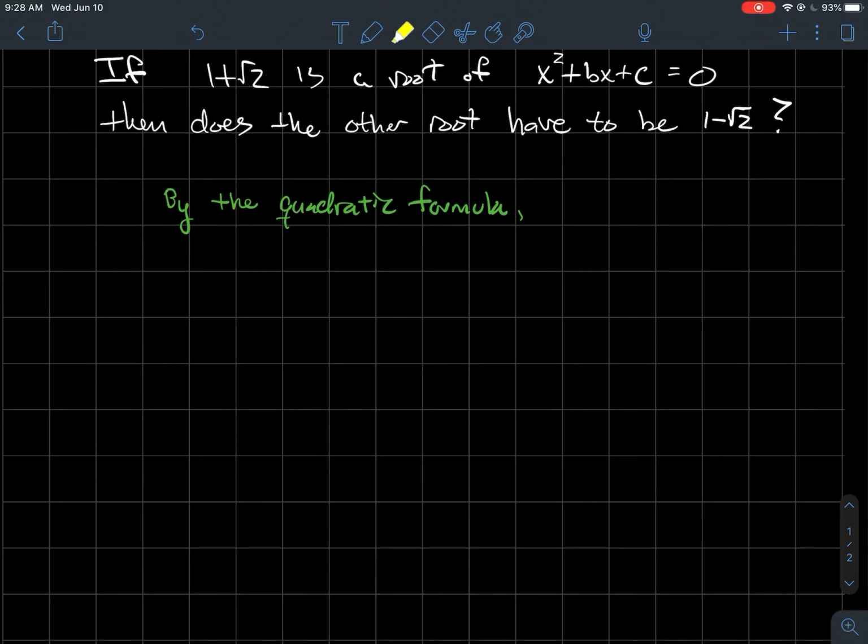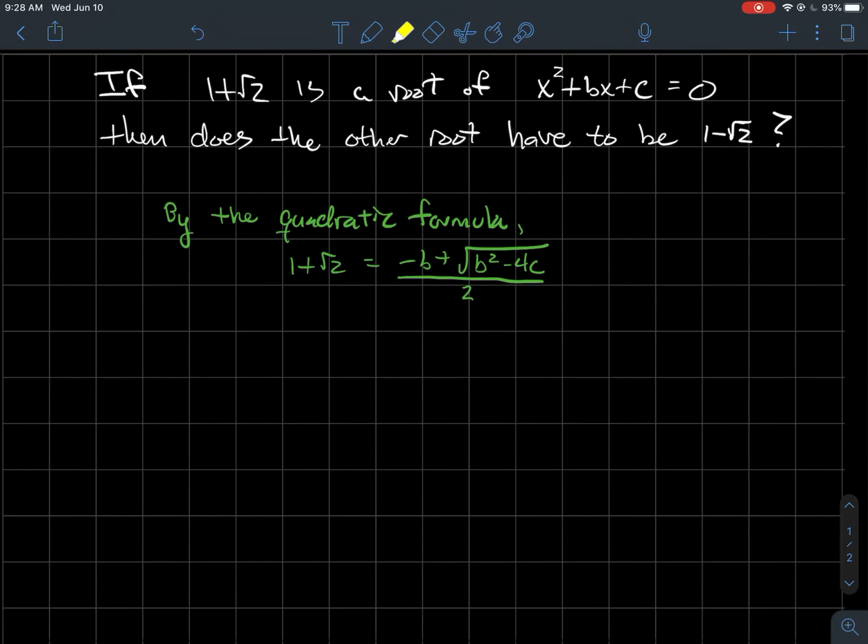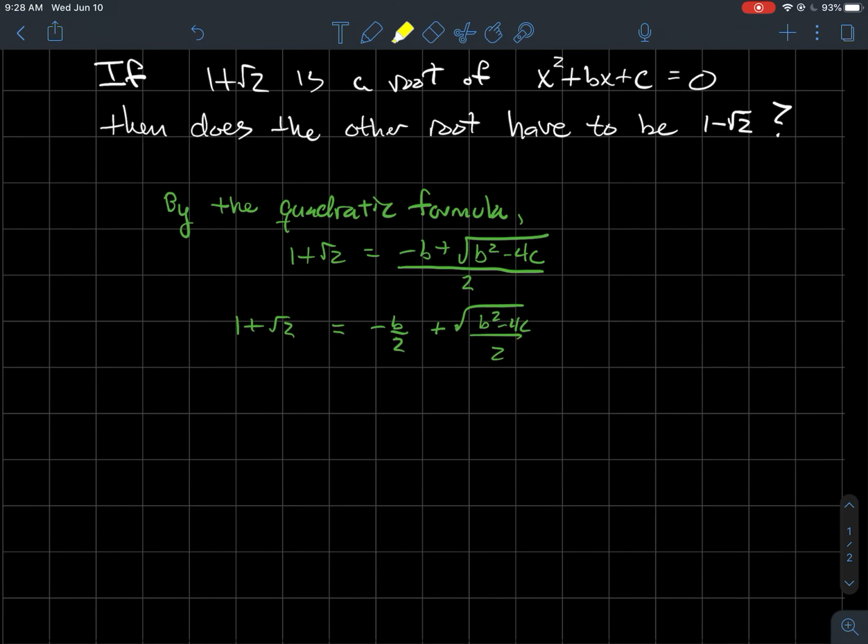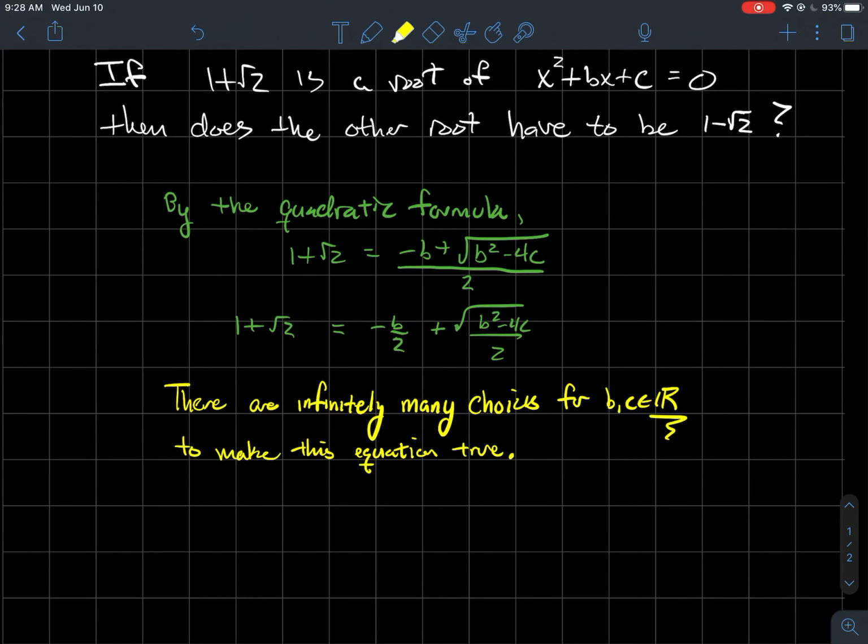By the quadratic formula, if I know that 1 plus root 2 is a root of this, then absolutely we can set 1 plus root 2 equal to minus b plus square root of b squared minus 4c over 2. If I split this fraction into two pieces, what I was trying to emphasize in office hours is there should be infinitely many choices for b and c here. If you include all real numbers, there's infinitely many choices that could make this particular equation true.